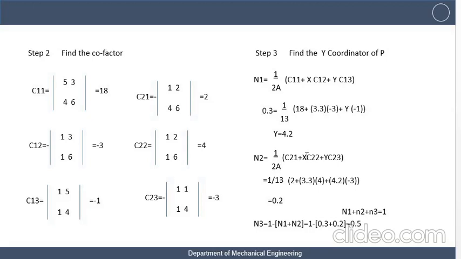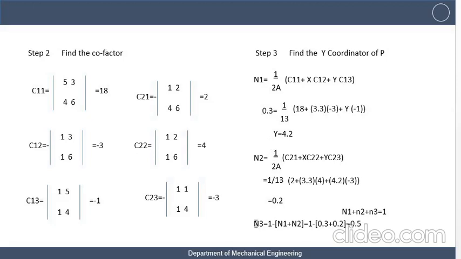Then x is mentioned in the problem. In the previous step you have calculated y. Then c21, c22 and c23 you have already found out in step 2. So just put these values in n2, and we'll get n2 is equal to 0.2.